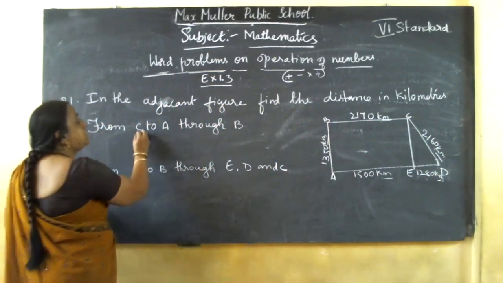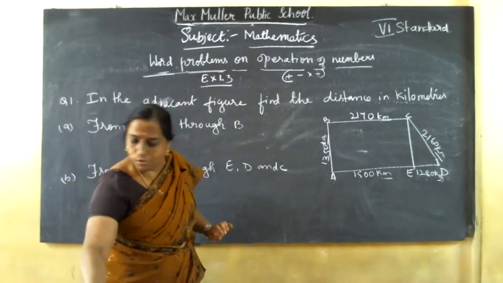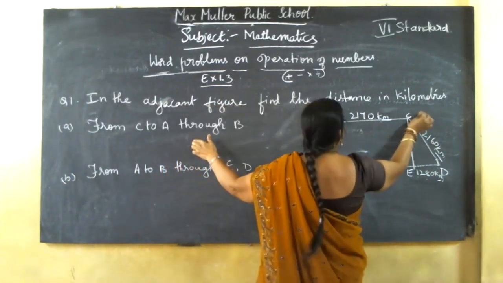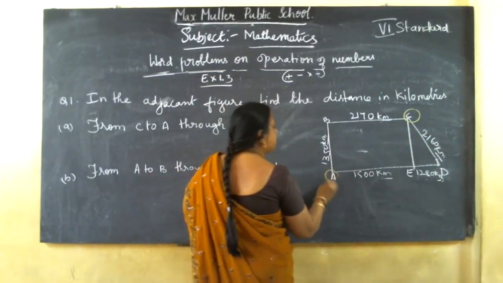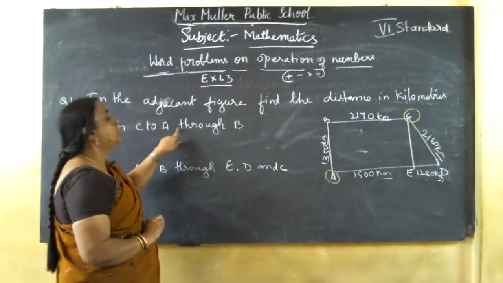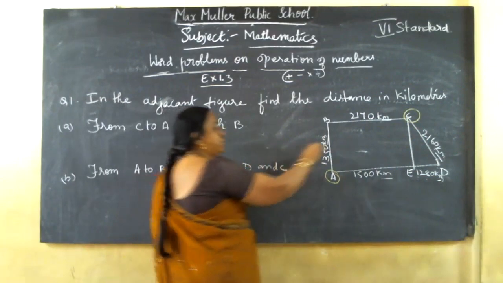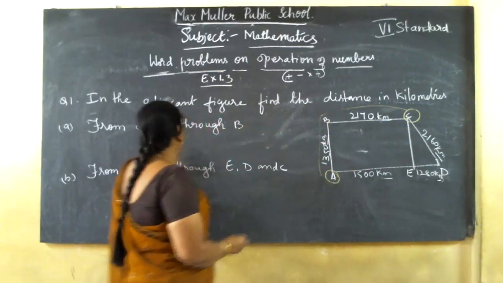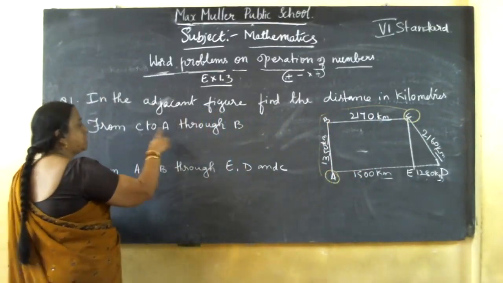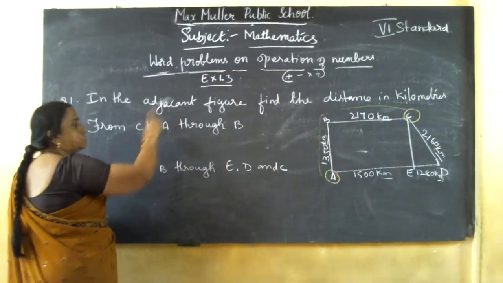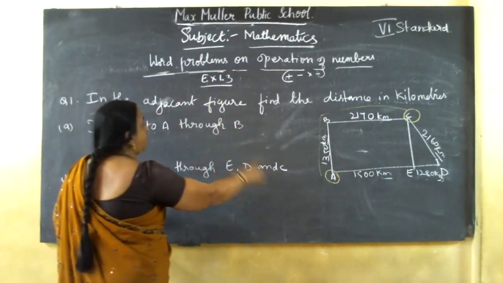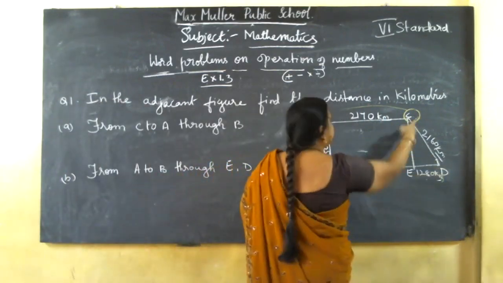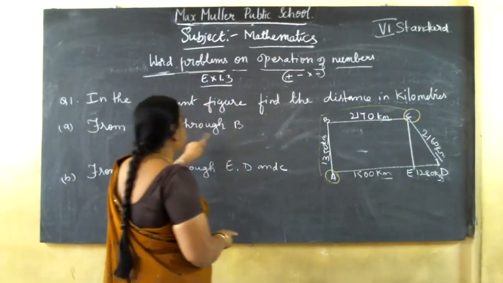See, first one, C to A. You should find out. I'll use color chalk piece and I'll show. Start from C and you should come where? You should come to A. So how you should come? Through B. You should come C to B, then B to A. Understand what is the question? Starting from C to A, you should reach A, but through B. You can't come straight away from this. So you should go through B and come.